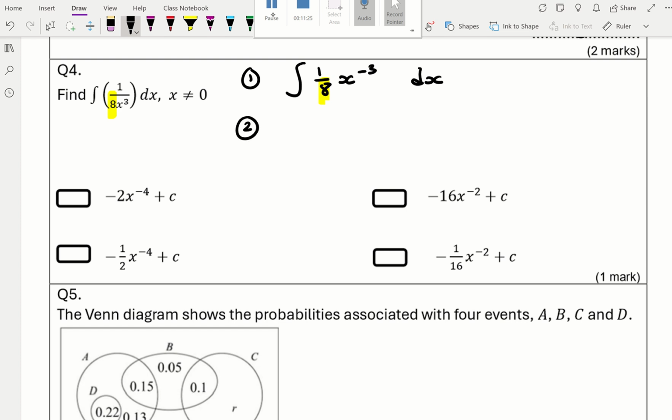Then you're going to integrate by adding 1 to the power, and this becomes negative 2. And then you're going to do the 8th divided by negative 2 plus c. Well, an 8th divided by negative 2 is negative 16th, a negative 16th. So this is now a negative 16th x to the power of negative 2 plus c, which is this answer here.